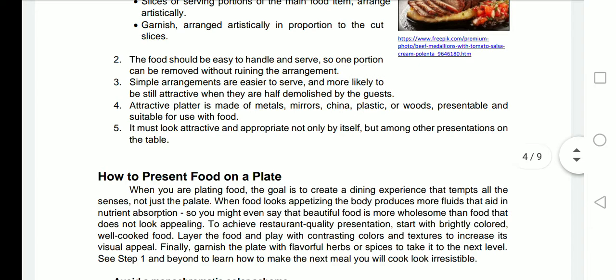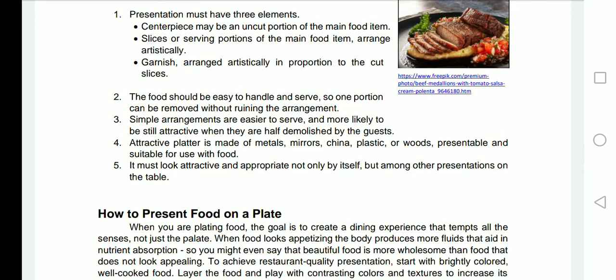Number 5, it must look attractive and appropriate not only by itself but among other presentations on the table. So it must be presentable when you serve it to the table, because the table has its own arrangement and its own decoration. And when we put the food, just make sure that it jives with the table, or in Tagalog, babagay siya doon sa inihanda ninyong table.